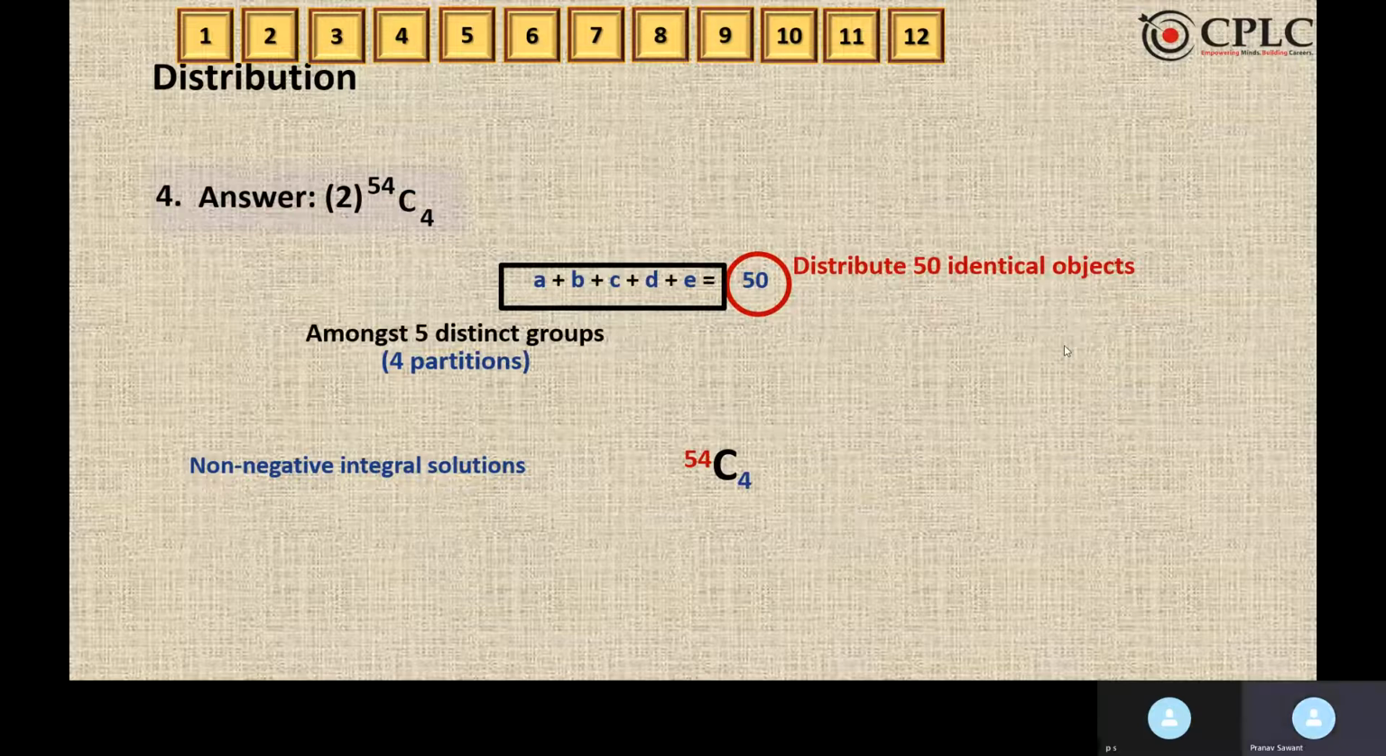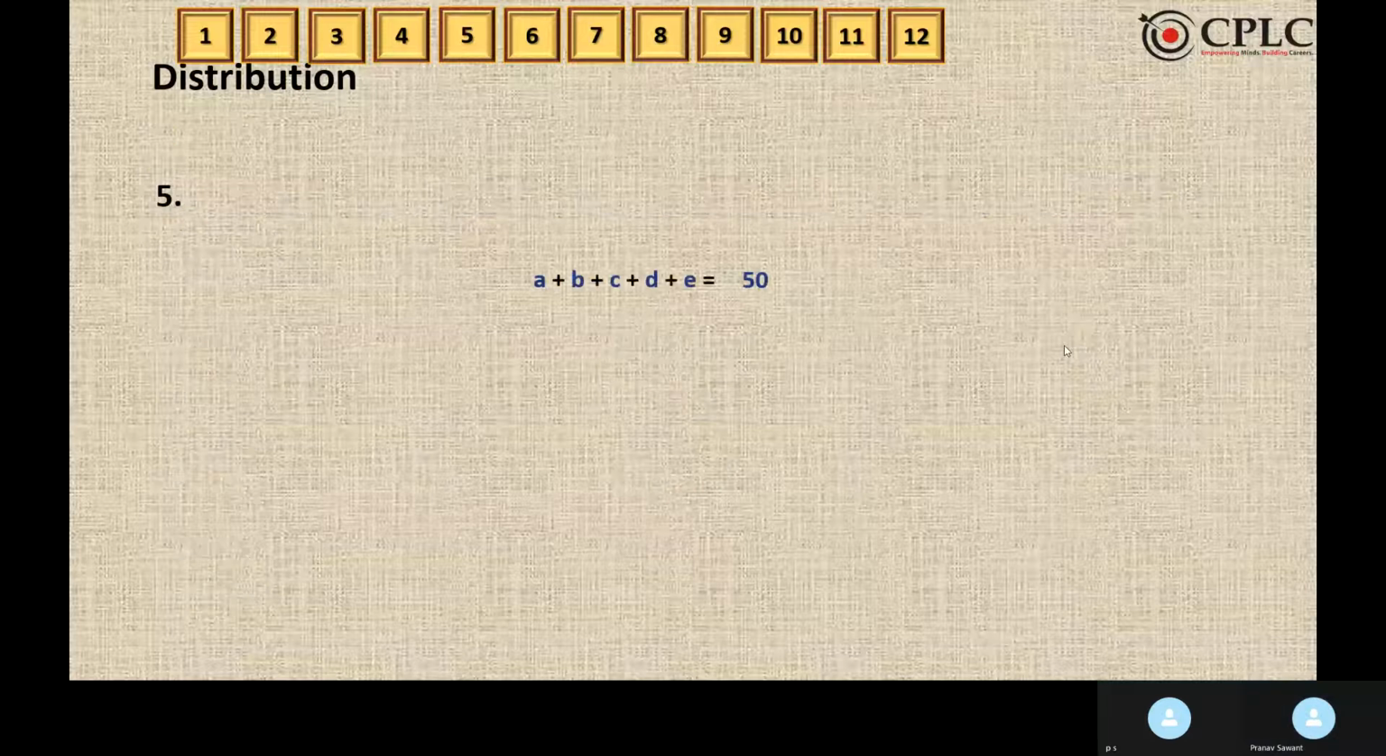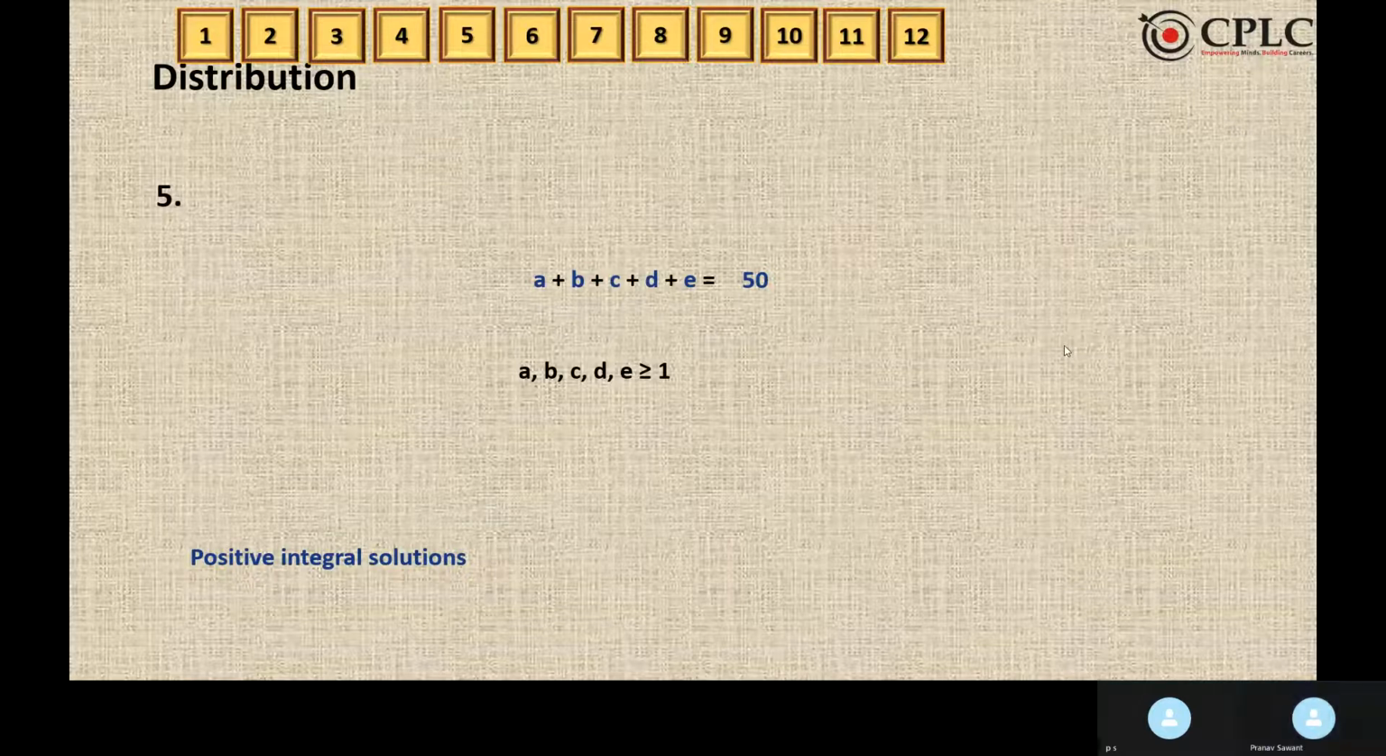Moving to the next question, find the number of positive integral solutions to the equation a plus b plus c plus d plus e is equal to 50. Now over here we need positive integral solutions. Positive integral solutions, that means also distribute 50 identical objects. But over here we need positive integral solutions, hence we don't have to consider 0. So the value of a, b, c, d, e must be greater than or equal to 1. Let us assume it as 1. So if all the values are 1, then instead of 50, it will become 45.